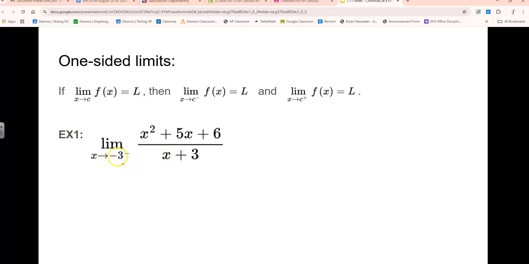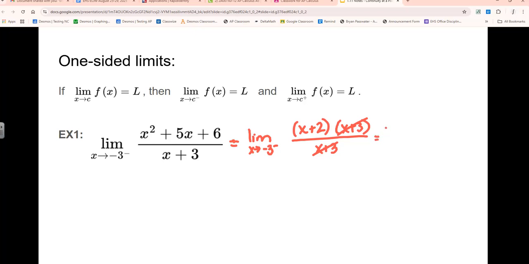So if I saw an equation like this, what strategy would I probably use for this one? Factoring and canceling. I should check direct substitution first, but I'm seeing that -3 plus 3 on the bottom. Up here, that's going to be 9 minus 15 plus 6. That's going to be 0 on the top as well. So direct substitution fails. So I am going to factor and cancel here. So I'm going to have the limit as x approaches -3 from the left of x plus 2, x plus 3, all over x plus 3. I can cancel my x plus 3's.